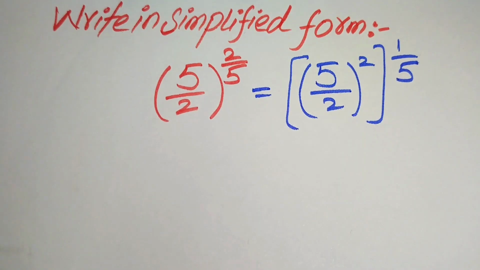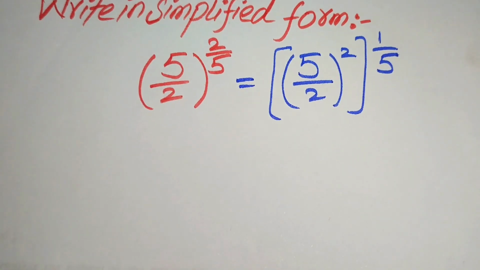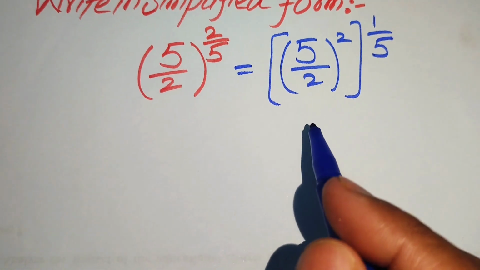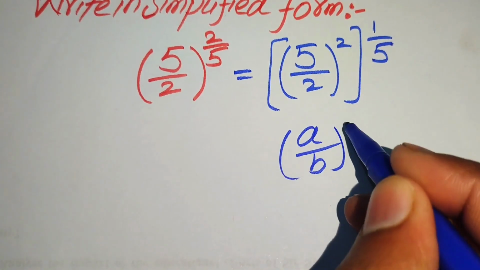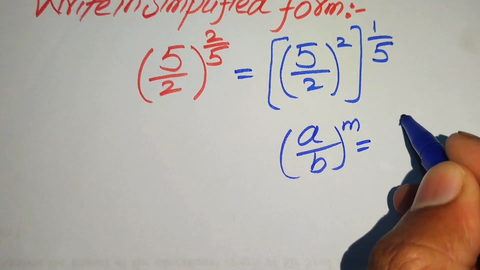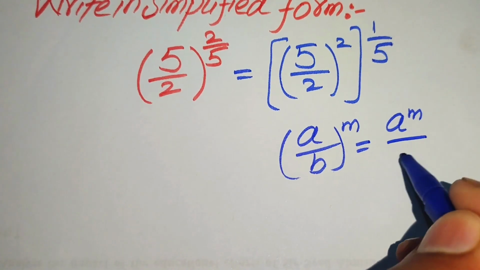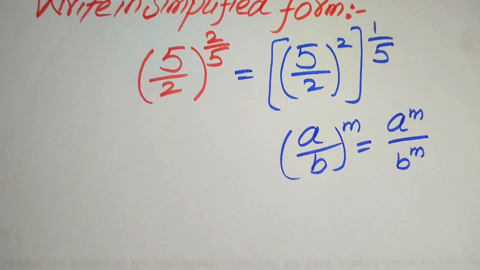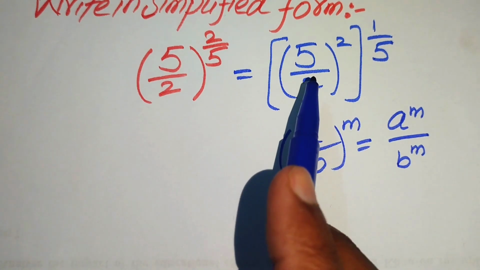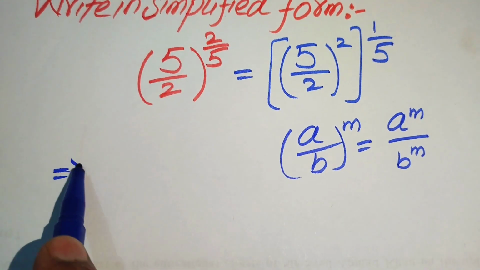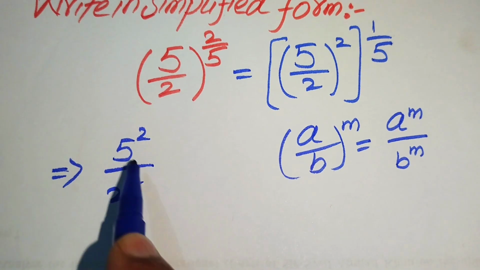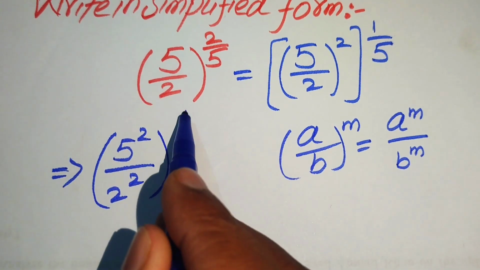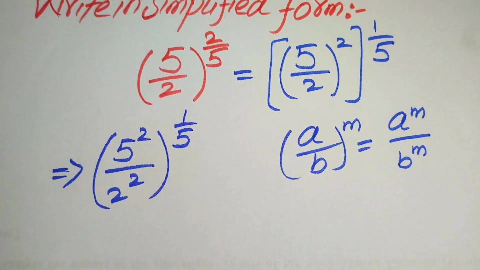Okay, so after that we use the nice exponential law. According to this law, if we have a over b to the power of m, it is written as a to the power of m divided by b to the power of m. So according to this law, we write this base in this form: 5 squared divided by 2 squared, and its whole power is 1 over 5.